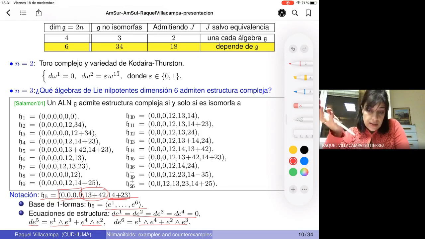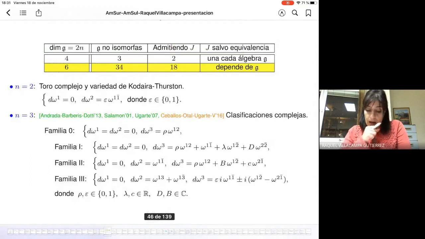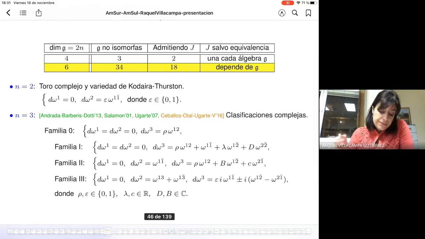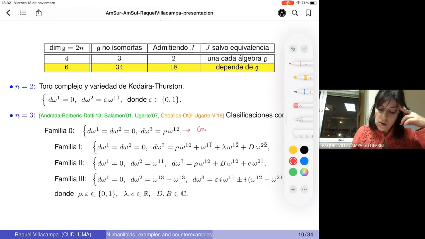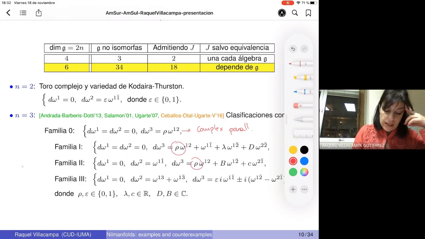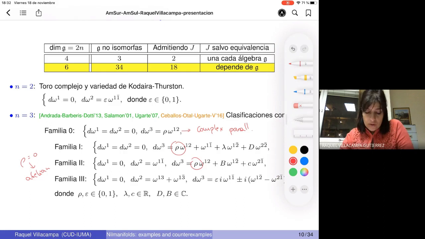The number of complex structures in each of these Lie algebras depends on the Lie algebra. So, for instance, this is the classification of all the complex structures in dimension 6. Observe that four families appear. These families depend on different topological aspects. But for instance, in this one here appear the complex parallelizable structures. Here, for instance, if rho equals 0, we obtain abelian complex structures. So here we obtain a rich variety of cases.